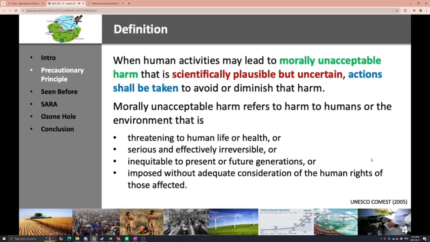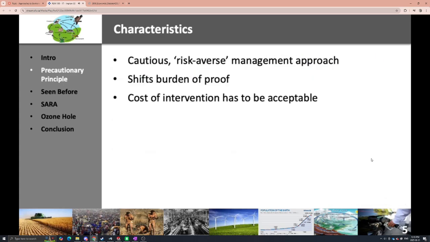This acknowledges that the future is inherently uncertain, and there never is full certainty in science. And the third point is that action has to be taken to avoid the possible harm. So in other words, we should do everything possible to avoid the morally unacceptable outcome, and the key point here is that scientific uncertainty cannot be an excuse for not taking any action. So the precautionary principle is a very risk-averse approach to management. You're really trying to do everything possible to avoid the negative outcome.